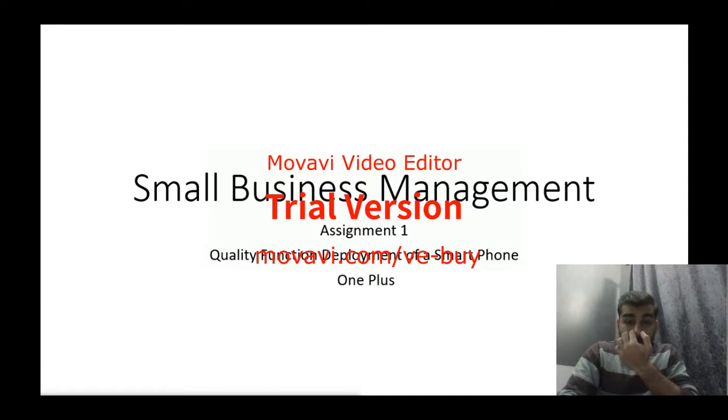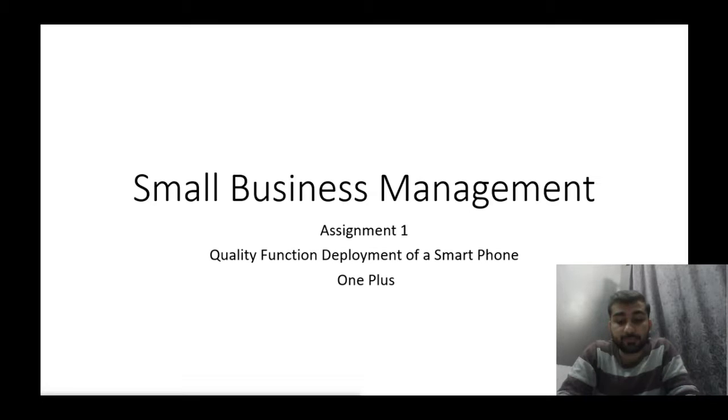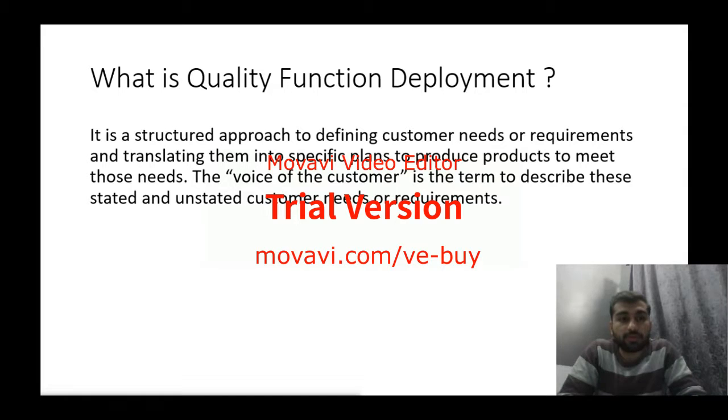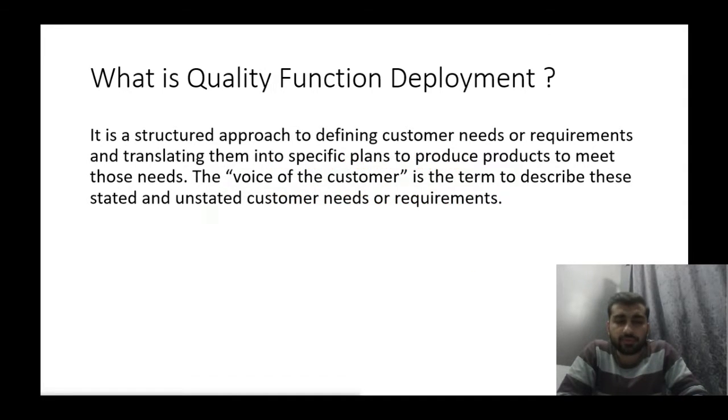Okay, so my name is Usman Farooq, and I'll be talking about the quality function deployment of a smartphone, which is OnePlus. So, first of all, we look at the definition of quality function deployment by Google. Quality function deployment is a structured approach to defining customer needs or requirements and translating them into specific plans to produce products to meet those needs. The voice of a customer is a term to describe these stated and unstated customer needs or requirements.